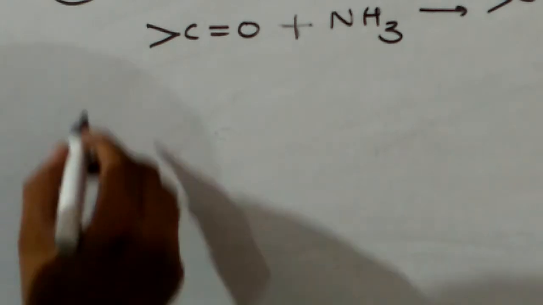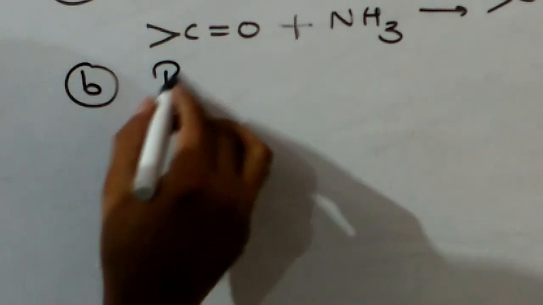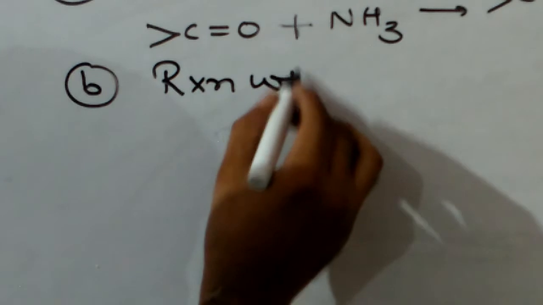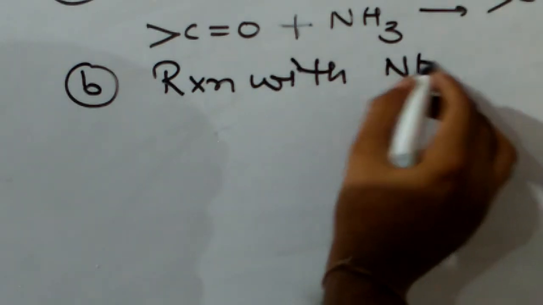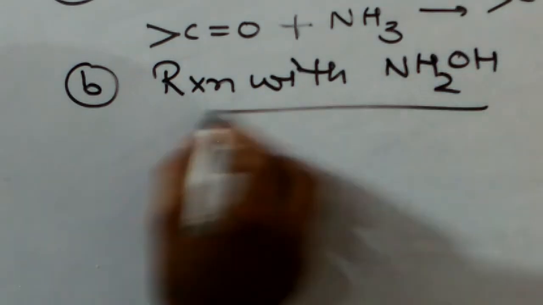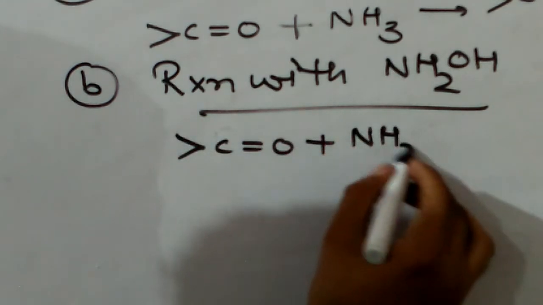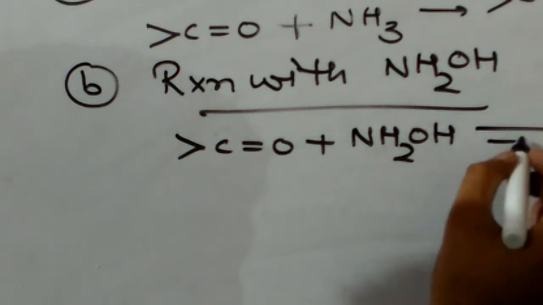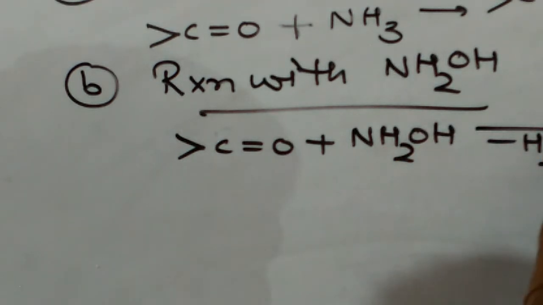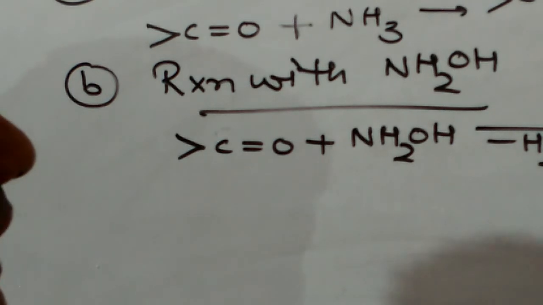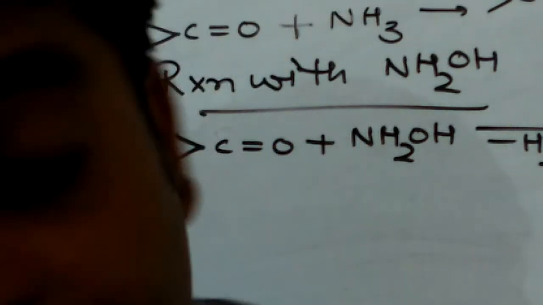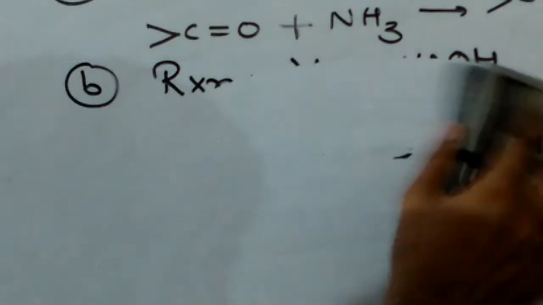Same way, second is reaction with hydroxylamine. Hydroxylamine has formula NH2OH. Any aldehyde or ketone can react with hydroxylamine to produce oxime as a product. For aldehyde, it will be aldoxime, and for ketone, it is known as ketoxime.